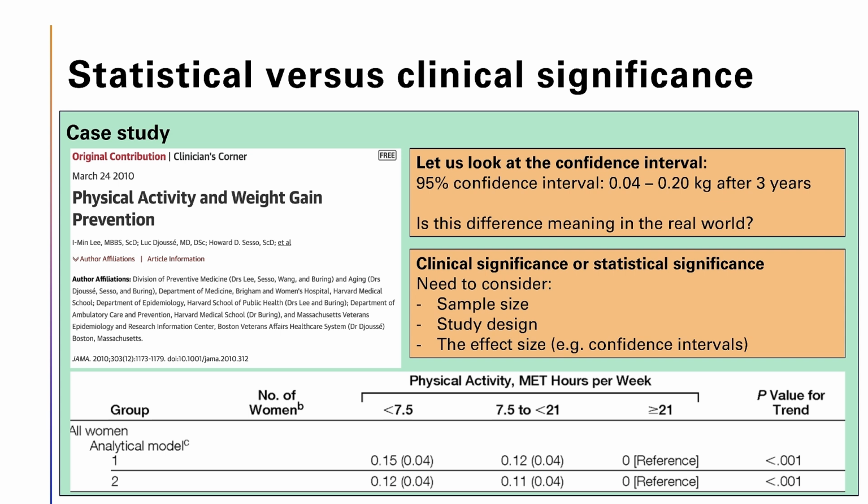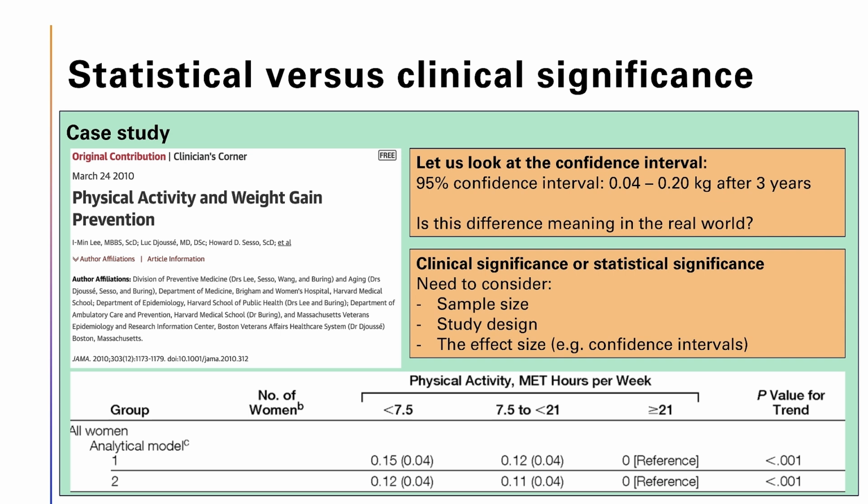So just to recap, we have explored how to calculate and interpret p-values and confidence intervals. Let us take a look at why these values are helpful in interpreting and conducting medical research. So of course, let's start with the example again. We can see this study published in JAMA in 2010, which aimed to investigate the effect of physical activity on weight gain prevention in women. The table shown describes the mean difference in weight gains in the unit of kilograms over the period of 3 years. They were split by low, moderate, and high exercise groups.